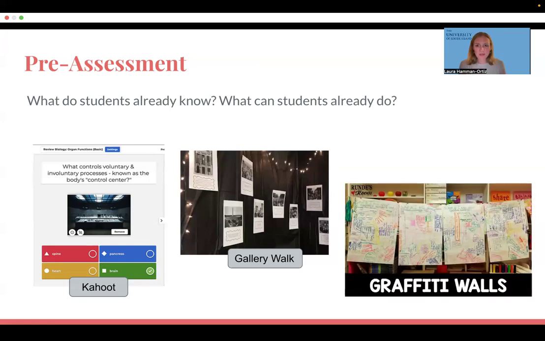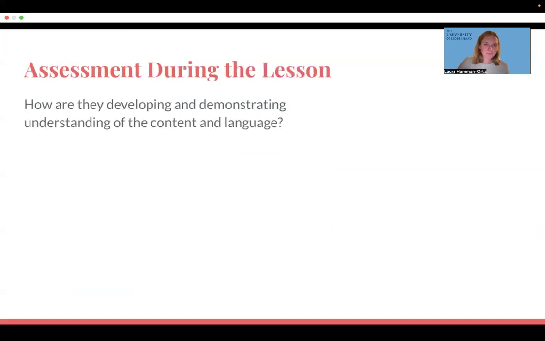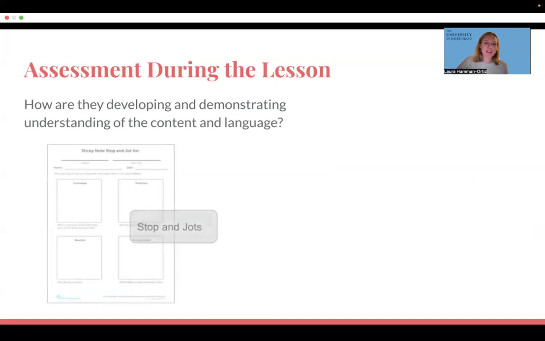And a similar, although slightly different way of doing that is through a graffiti wall. So these would be placed at tables around your room, and as students go from table to table, they talk as a group about what they know about the question, and then they each, with their own marker, add some ideas or what they know already about the topic to the graffiti wall. So just some quick activities that can tell you a lot about where your students are at in terms of what they already know.